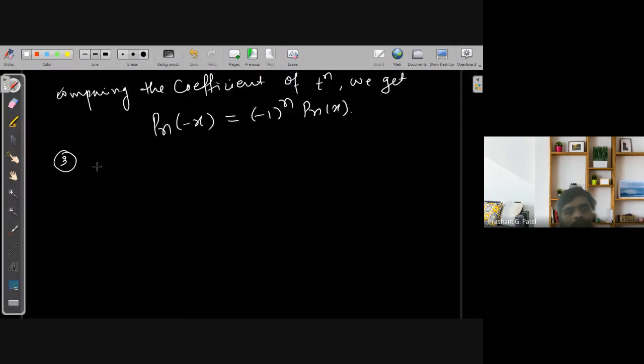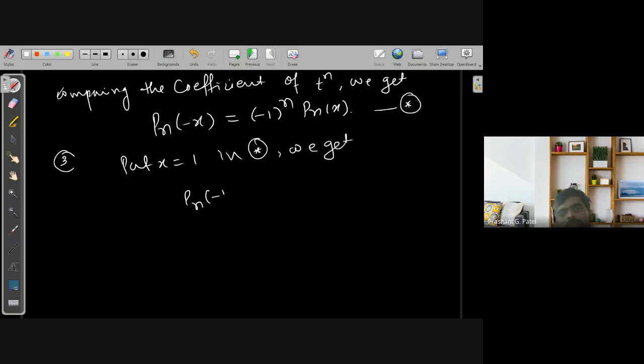So to prove the third one, put x is equal to 1 into this star. We get Pn of minus 1 is minus 1 raised to n into Pn of 1. And Pn of 1 we have proved already, 1. So this is minus 1 raised to n. So that completes the third also.